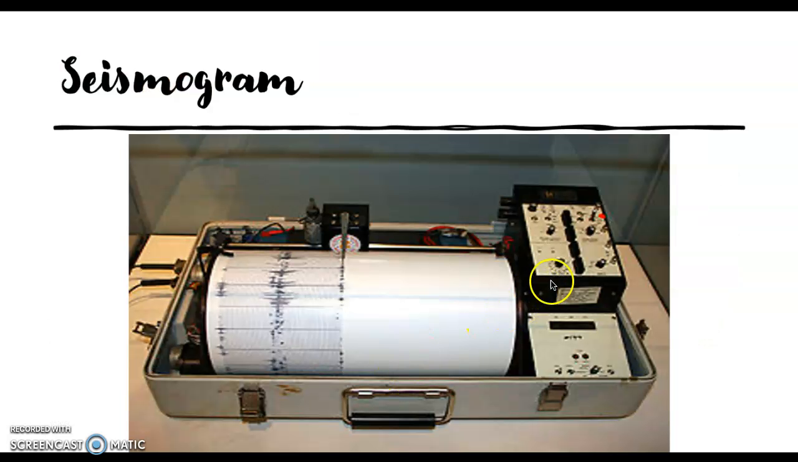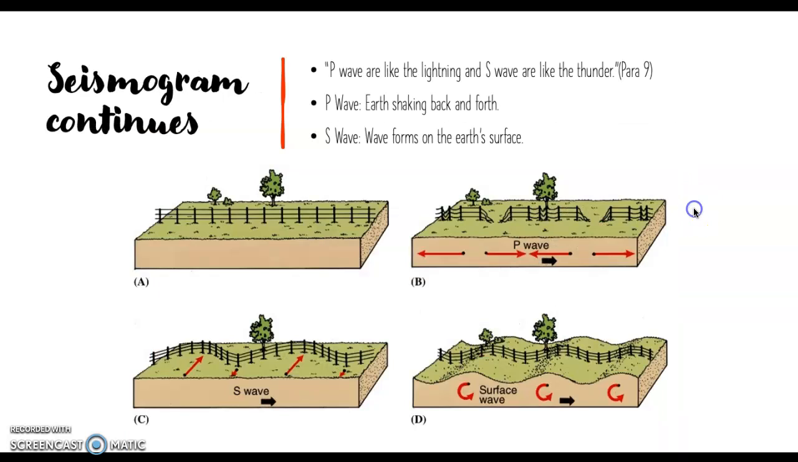Seismogram. This is a device used by scientists to measure earthquakes. So scientists measure P waves and S waves. P waves are like lightning and S waves are like thunder. They follow one another.